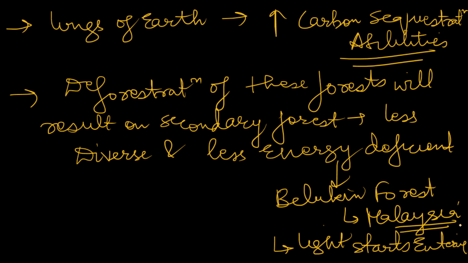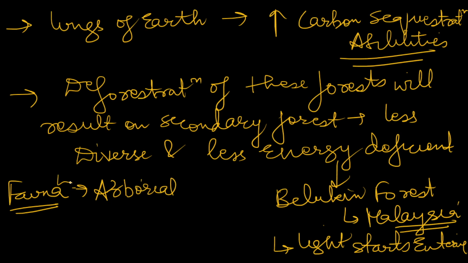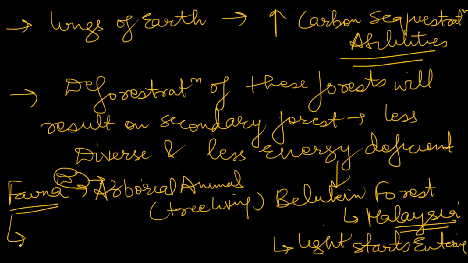Now we will see fauna. So fauna is dominated by arboreal animals, that is tree living. Although other fauna is present, this is dominant fauna. Arboreal animals, that is tree living. Common animals could be lemurs.